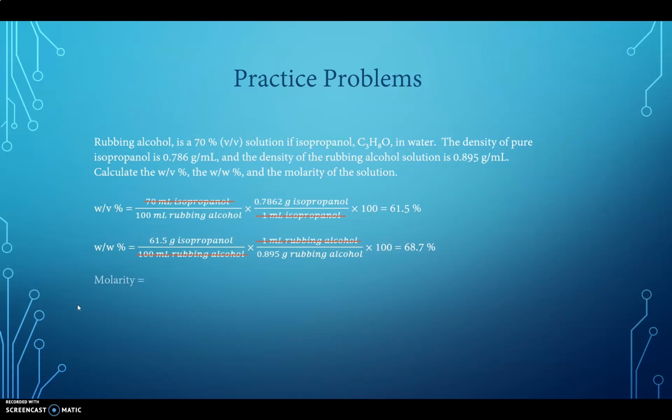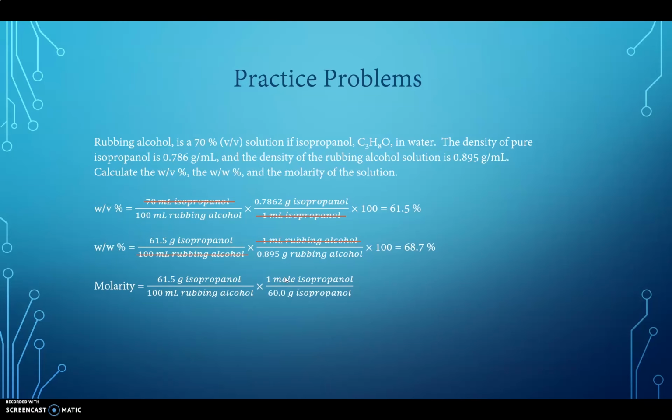And then finally, we can calculate the molarity. So molarity, of course, is moles per liter. So the easiest place to start is probably once again with our weight volume solution. We have grams and milliliters. We want to get to moles and liters, which means the grams need to be changed to moles and the milliliters need to be changed into liters. So our first step is to figure out the molar mass of isopropanol, which is 60 grams per mole, and we can use that to convert grams into moles.